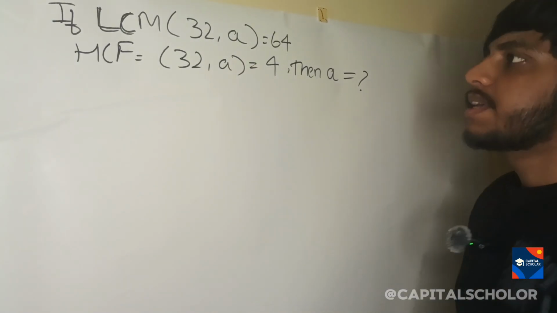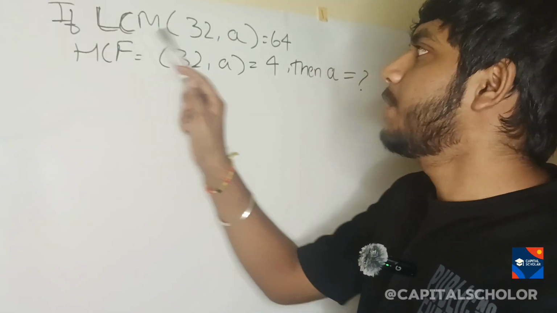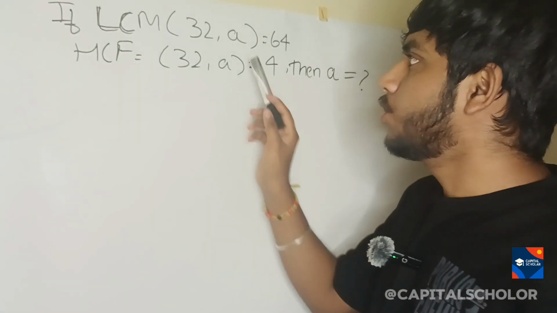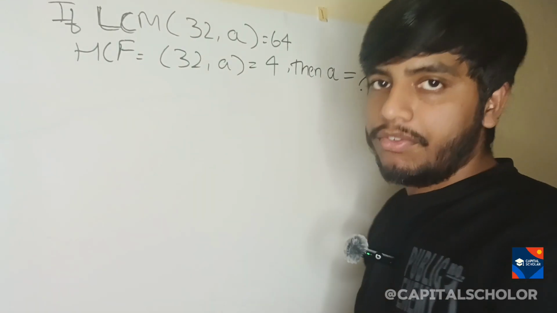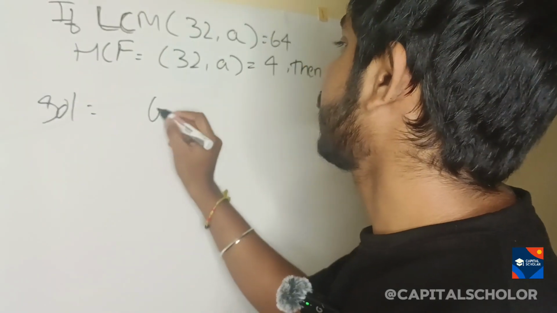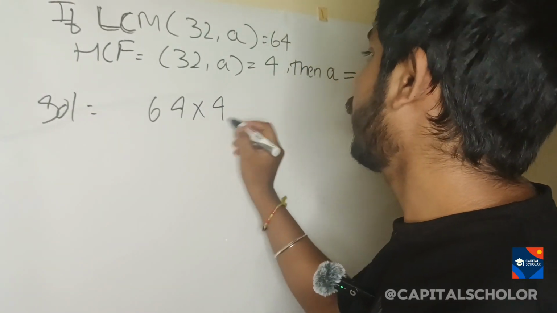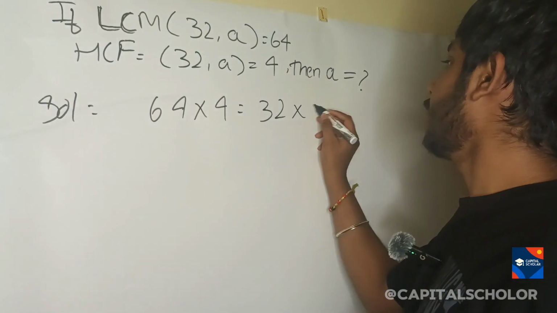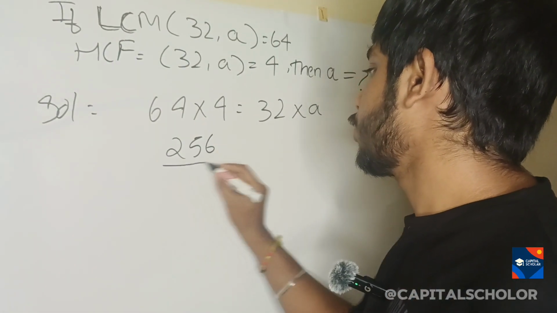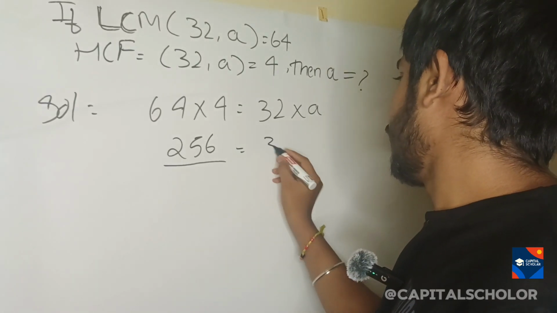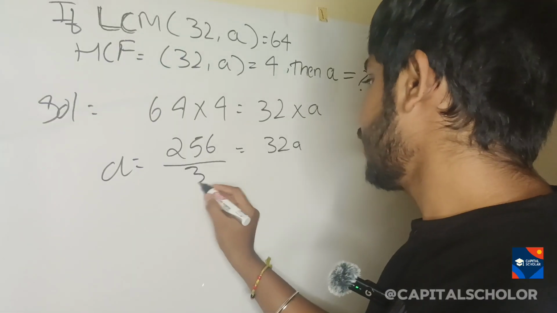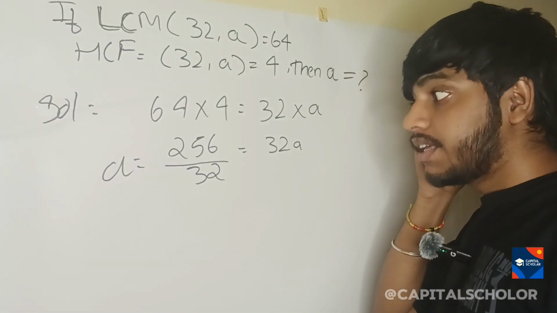The next question is: LCM is 64, HCF is 4, and one number is 32. So what is A? We couldn't find A, so let's find A. The solution will be 64 into 4 is equal to 32 into A. We don't know A, so 64 into 4 will be 256. So 32 into A is equal to 32A. So let's divide it. A is equal to 256 divided by 32.